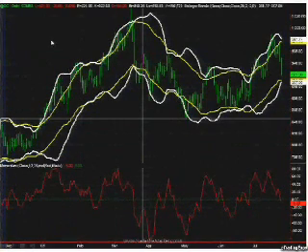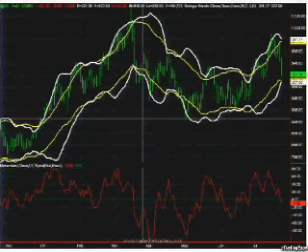You can build it in just pretty much any trading platform. Question? Yeah, default settings 20 and 2.0, and the momentum is 12. Yeah.